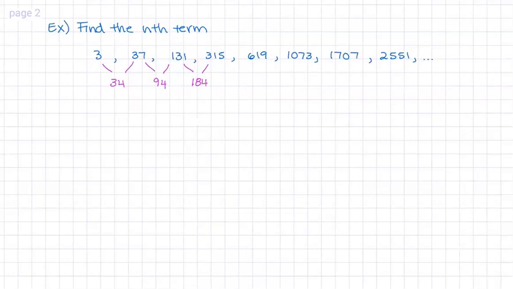I have to admit I did these ahead of time, so that's how I'm doing this arithmetic so quickly in my head. I gave away my secret. 619 minus 315, that's 304. They all end in 4. That's about all I see though. 1073 minus 619 is 454. We subtract the next two, 634. Subtract the next two, 844.